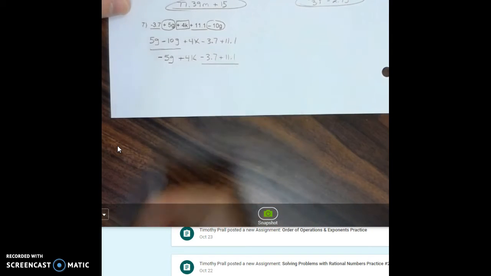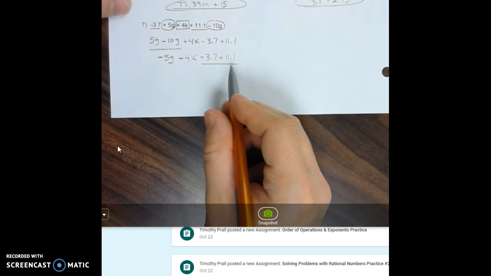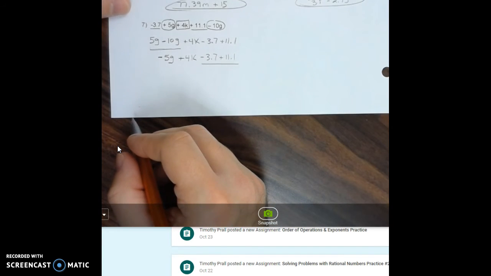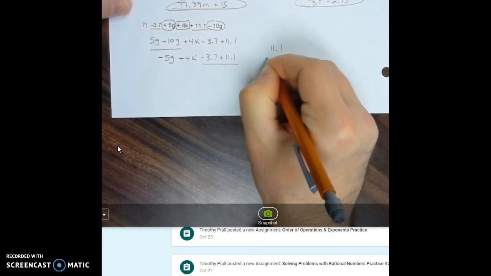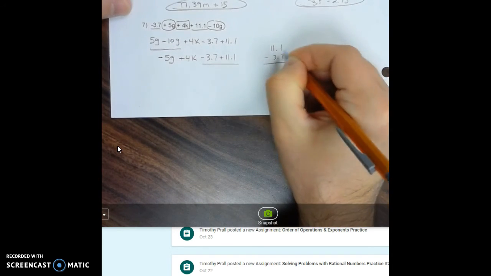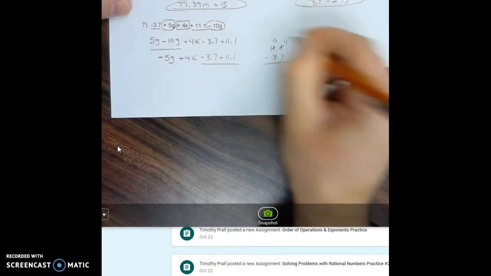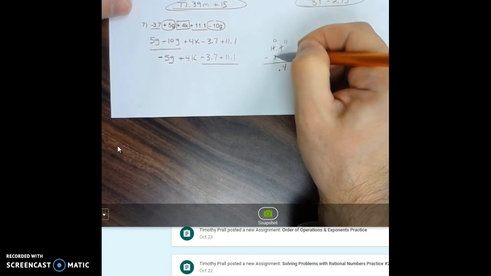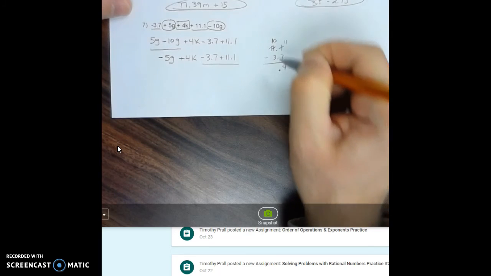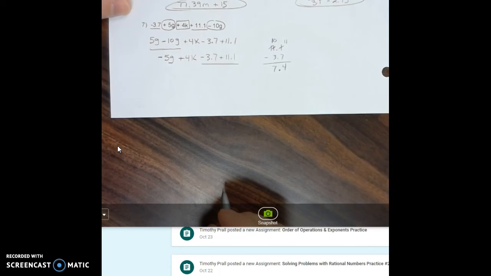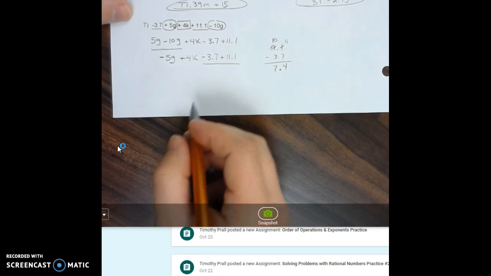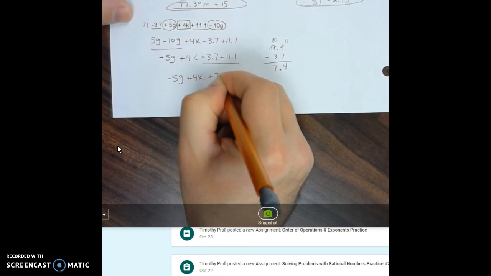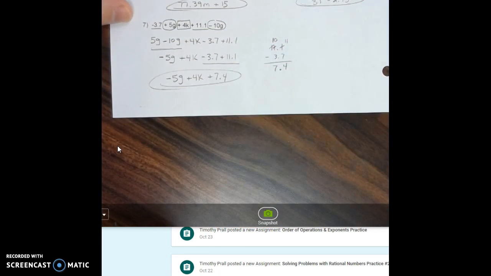But I do have my constants here at the end that I can combine. Negative 3 and 7/10, positive 11 and 1/10. They're different signs, so I'm going to subtract those. Okay, so I can do 11 and 1/10 minus 3 and 7/10. 1 minus 7, I'm going to turn that into an 11, that into a 0. 11 minus 7 is 4. Bring your decimal point down. 0 minus 3, I'm going to change that into a 10, and that's going to be a 0. 10 minus 3 is 7. Okay, so this is going to be positive 7 and 4/10. So I'm going to have negative 5g plus 4k plus 7 and 4/10 as my simplified expression.